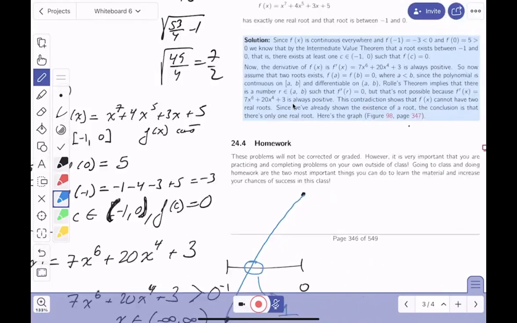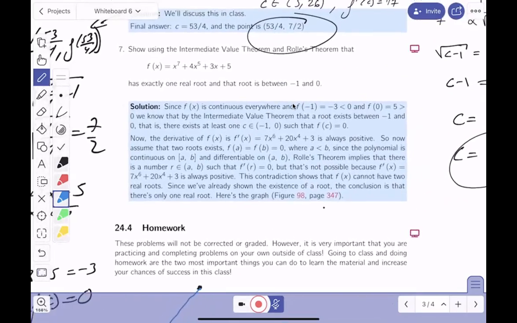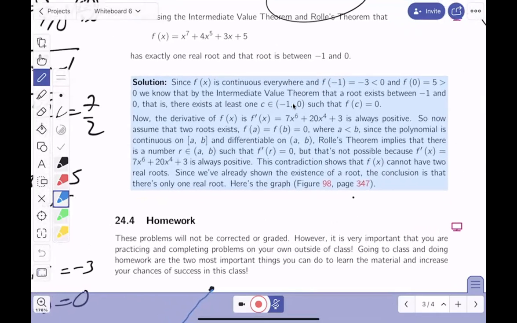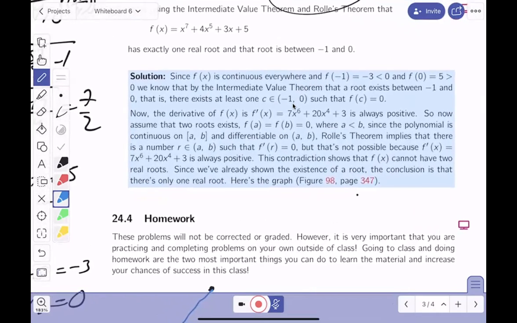Okay, let me go back to what they did. I'll certainly read it off to you. And what they did, I think it's not a bad idea, but you decide how you're going to do that. But it says over here, since f(x) is continuous everywhere, f(-1) equals -3, less than 0, f(0) equals 5, greater than 0. We know by the intermediate value theorem that a root exists between -1 and 0. That is, there exists at least one c in that open interval (-1, 0), and we discussed that before. Now the derivative of this thing is always positive. We discussed that. So now assume two roots.